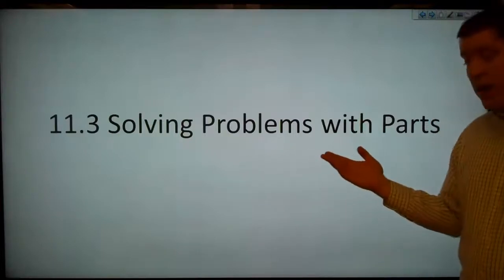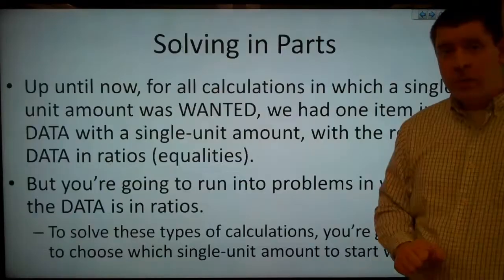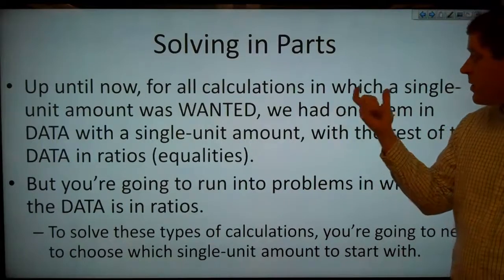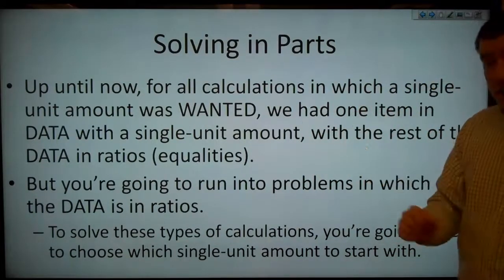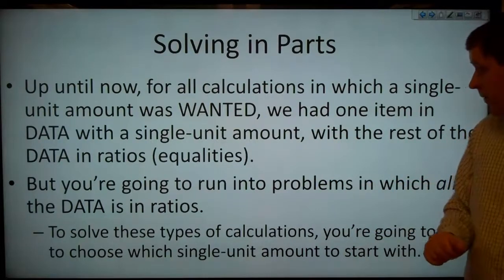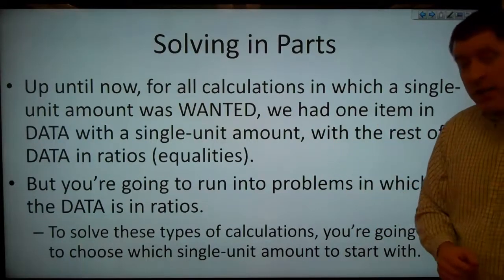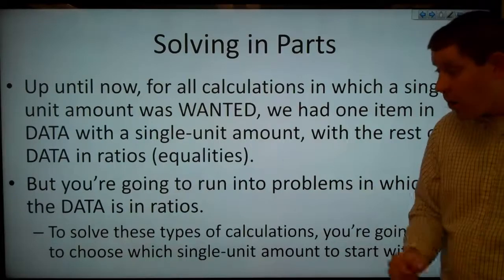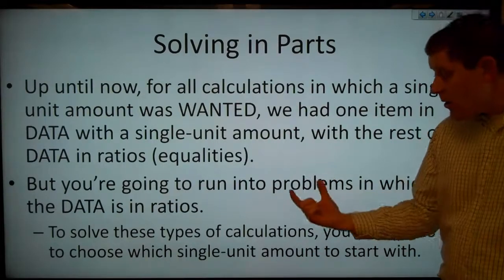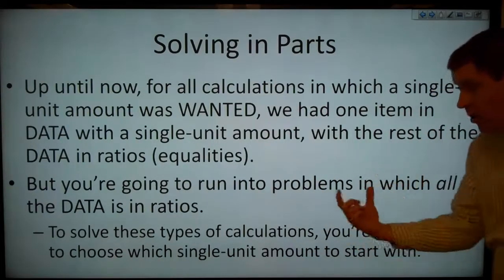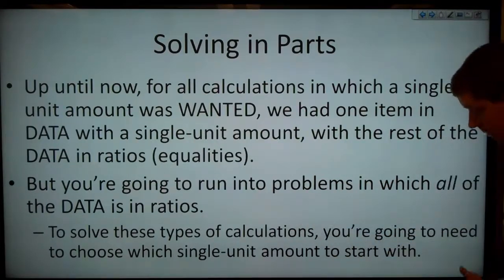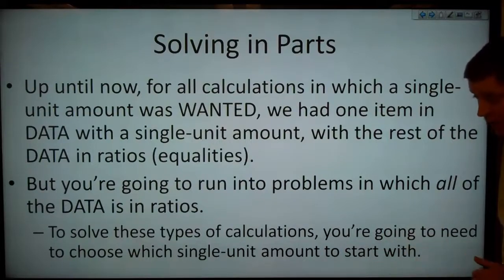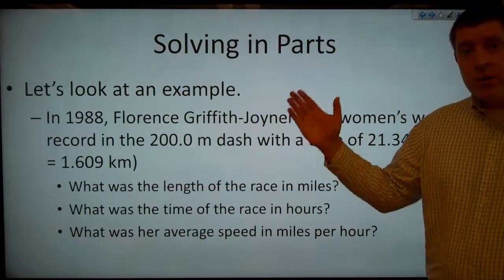Welcome to Solving Problems with Parts. So up until now, for all calculations in which a single unit amount was wanted, we had one item in the data with a single unit amount, with the rest of the data then in ratios, which we wrote as equalities. But you're going to run into problems in which all of the data is in ratios. And to solve these types of calculations, then, you're going to need to choose which single unit amount to start with in your calculation. So let's look at an example.